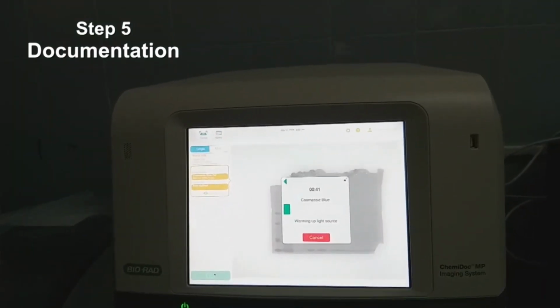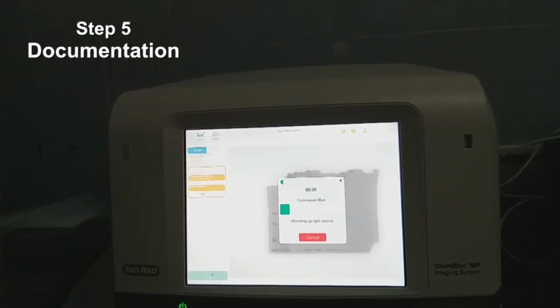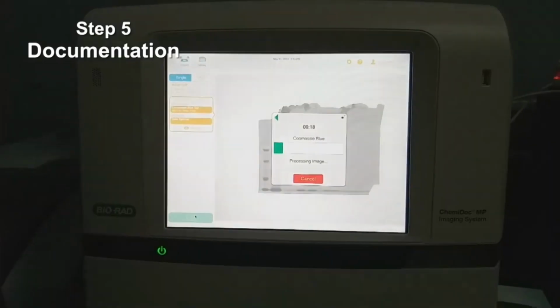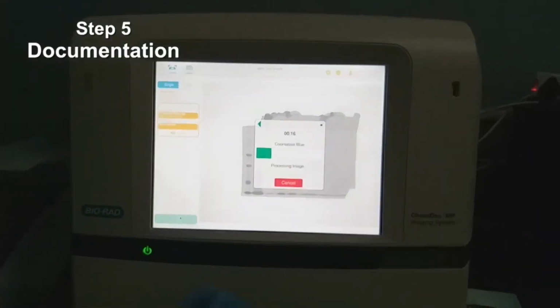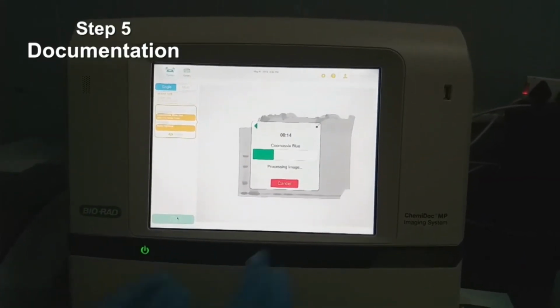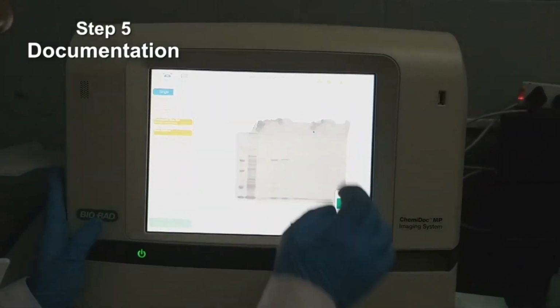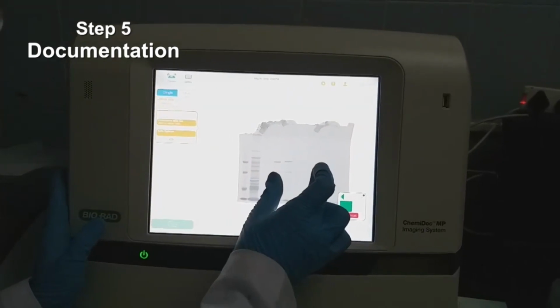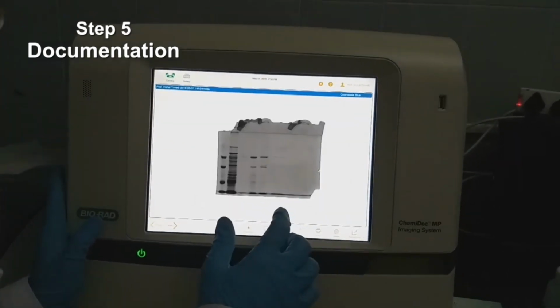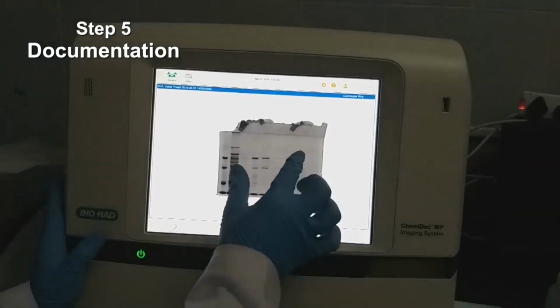It will take 1 to 3 minutes based on the signal intensity. As we can see, it is optimizing the signal intensity. You can minimize this window also so that you can see the gel image. So now it is over.